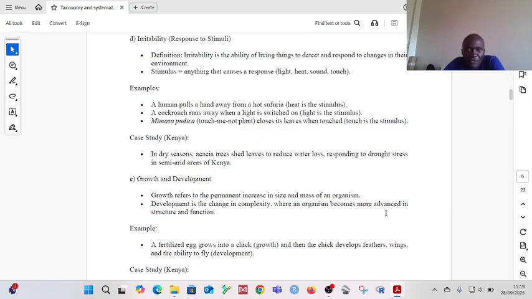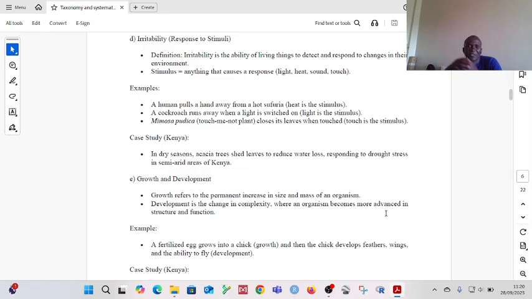Another characteristic is growth and development. So growth refers to the permanent increase in size and mass of an organism. With growth, there is an increase in size. There is an increase in mass, uzito. That is growth. But development just refers to the change in complexity. So an organism becomes more advanced in structure and function. Through development, an organism becomes more advanced, not only in its structure, but also in the function.